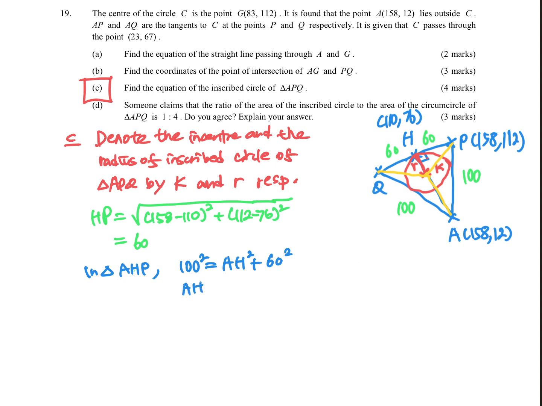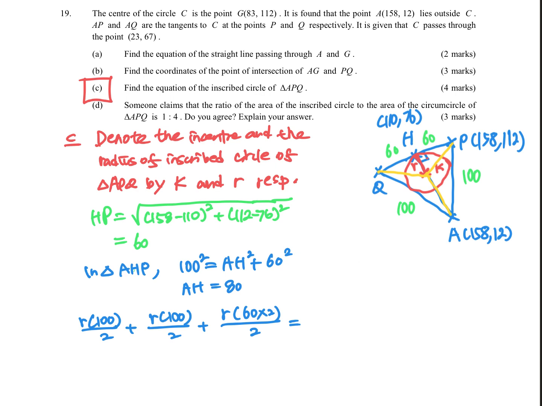So in that case, AH will be 80. So here we can use R times 100 divided by 2 plus R times 100 divided by 2, and then plus R times 60 divided by 2, and then 16 times 2 divided by 2. And then the sum of the areas of these 3 triangles will be equal to the area of the blue triangle, which is the triangle APQ.